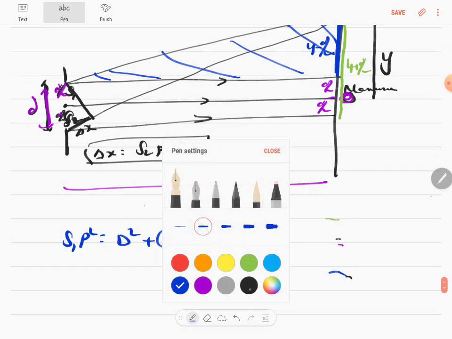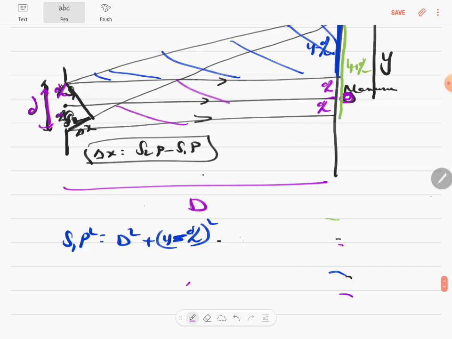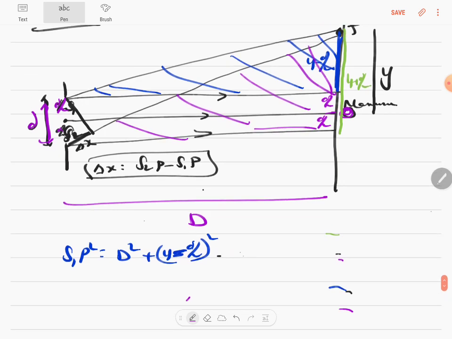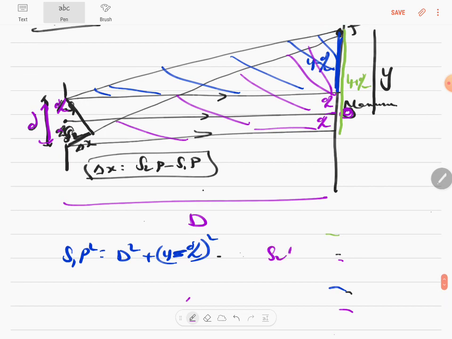And let's take the bigger triangle, which is here. Can you see the bigger triangle? From that you can write S2P square, which is D square plus y plus d by 2 the whole square. In fact, the whole length for that triangle becomes y plus d by 2.